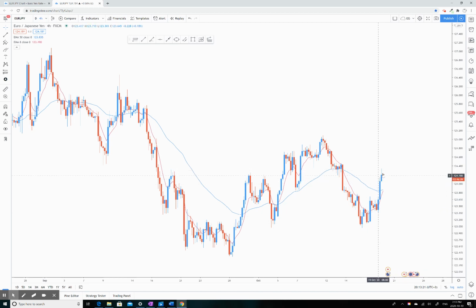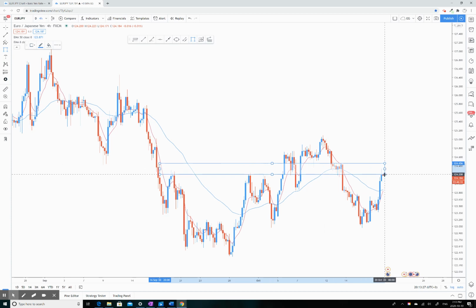We're seeing a lot of rejection right here. That's of interest to me. Next, what I would do is plot a zone here, where we're seeing that rejection. I'm using this engulfing candle right there.